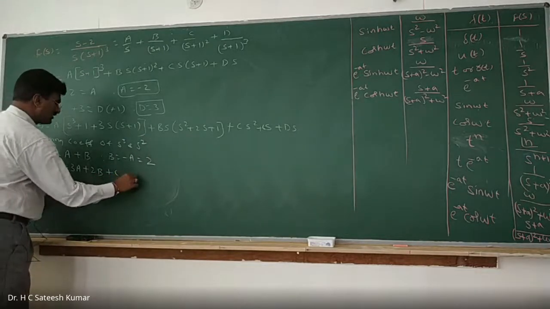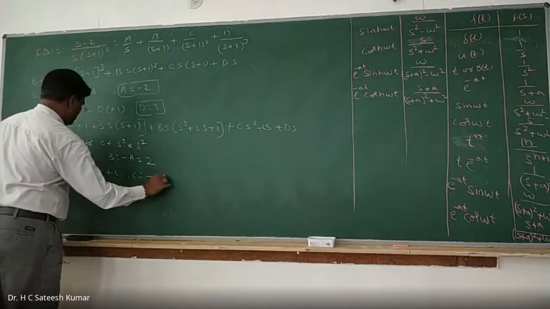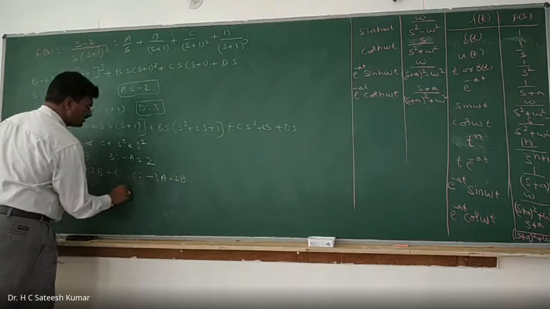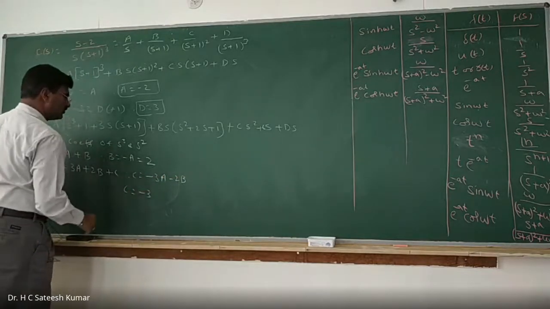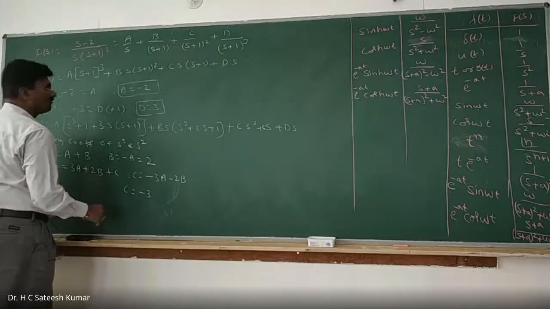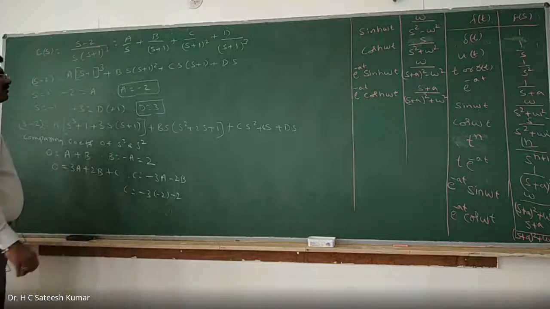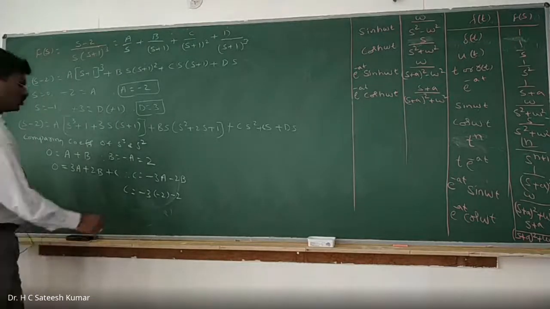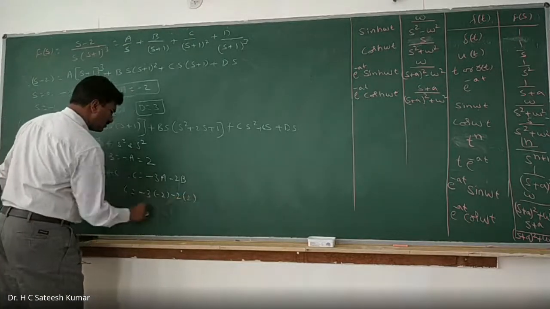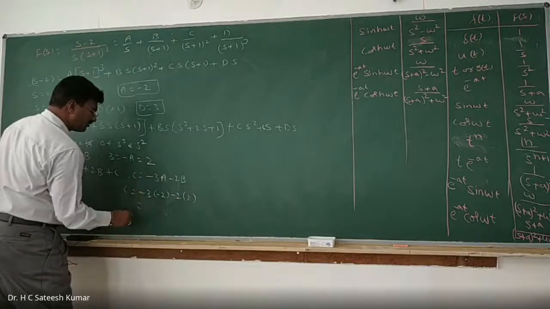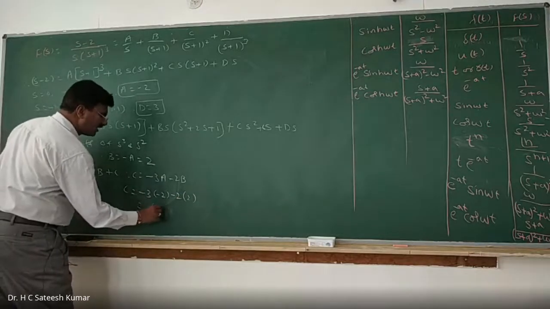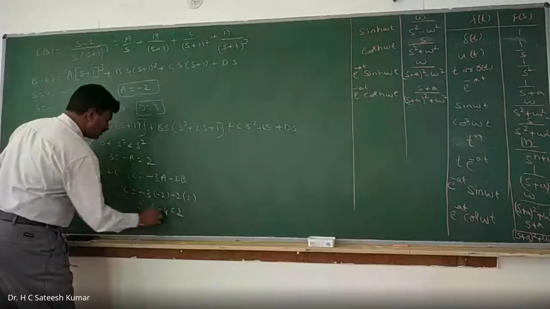Therefore, C is equal to minus 3A minus 2B. C is equal to minus 3 into A minus 2 into B. B is what? B is 2. So therefore, what will I get? This is nothing but equal to 6 minus 4, which is equal to 2. C is equal to 2.